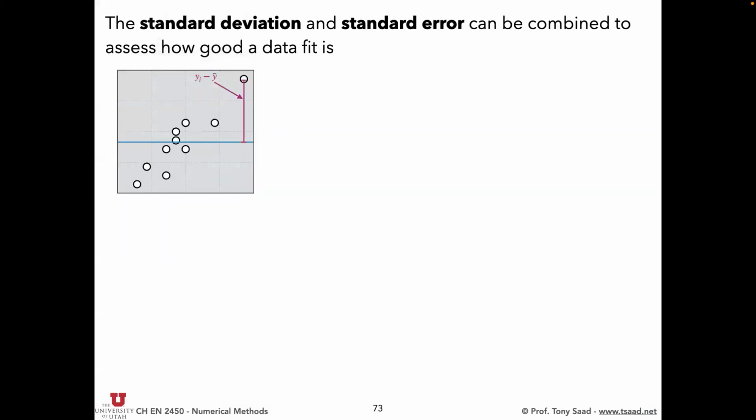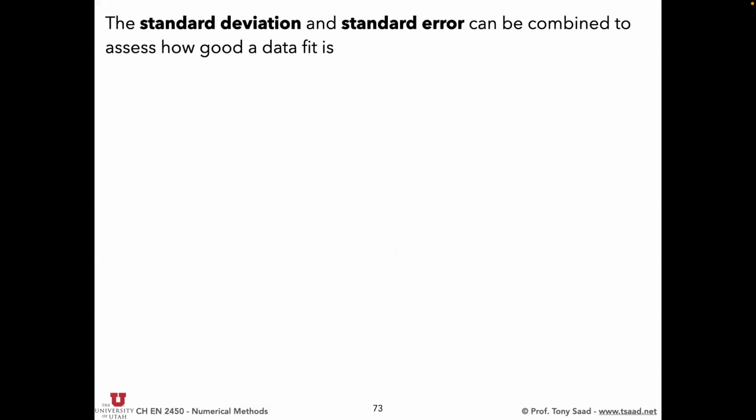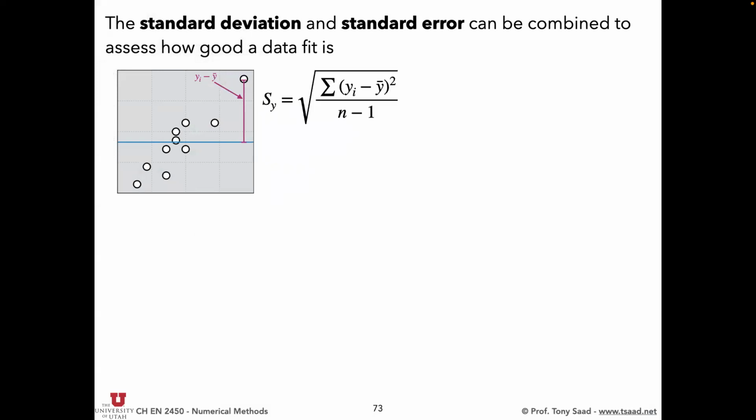So the standard deviation and the standard error can be combined to assess how good a data fit is. Recall that the standard deviation was the spread of the data around the mean, or the error committed. That's the new thing I want to introduce to you about standard deviation. If you were to use the mean value to model the data, to predict it, your standard deviation is the error on average that you commit using the mean value to predict the data, okay?